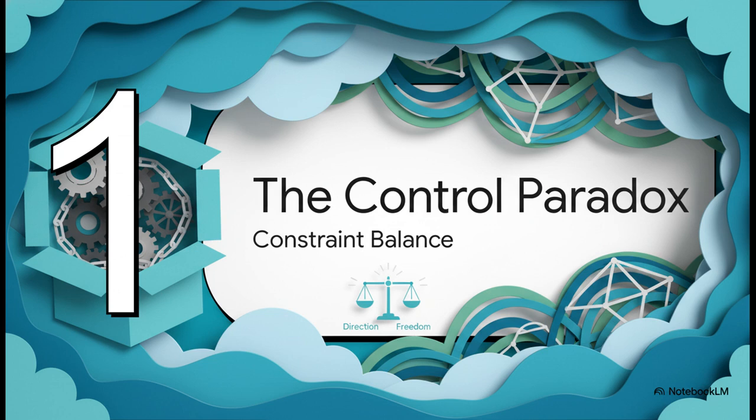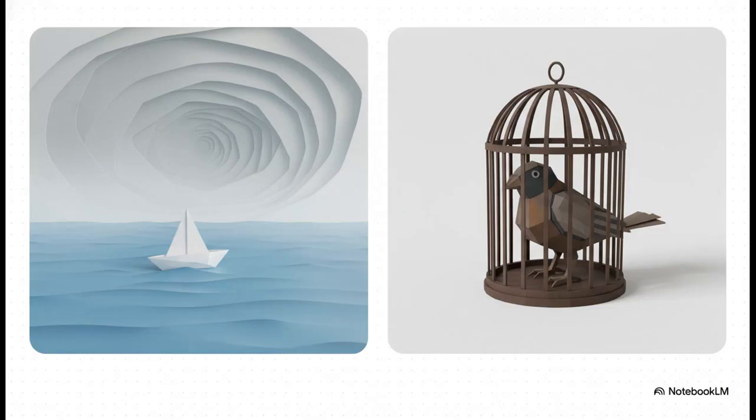See, the quality of an AI's output isn't about getting maximum control, not at all. It's about finding the optimal balance of constraints, just enough to give it clear direction, but not so many that you completely suffocate its ability to generate something valuable. And you can see how this plays out on both ends of the spectrum.